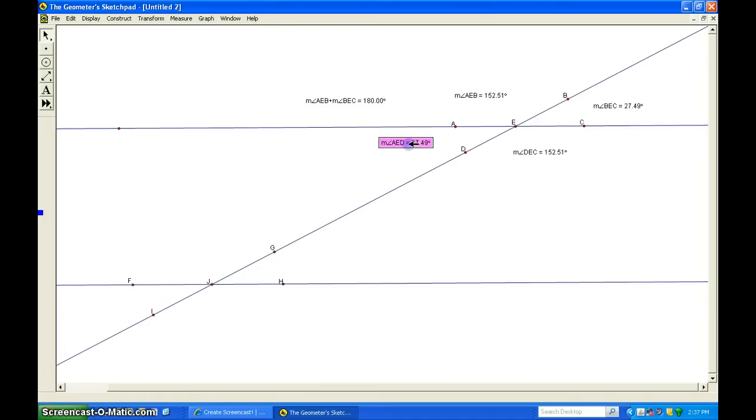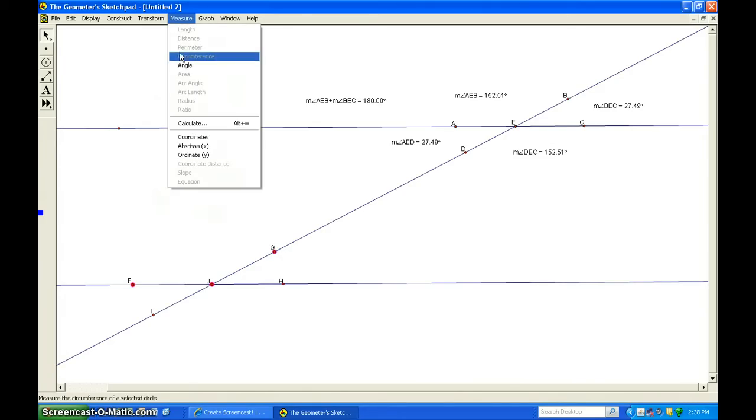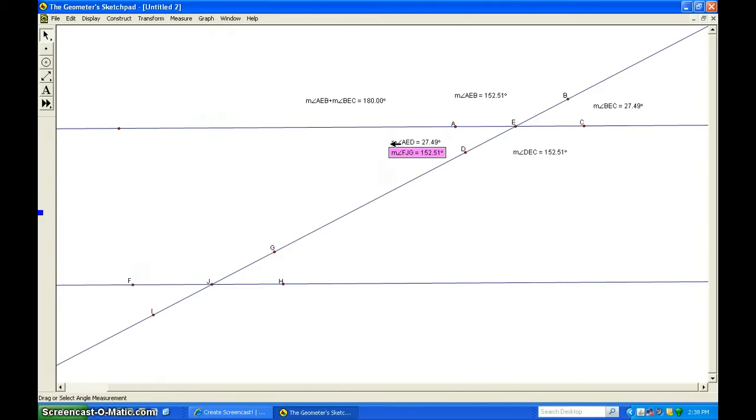Great. Now what do we expect if we're looking at this? What do we expect these angles down here to be? Let's measure and see. F, J, oops, F, J, G. 152.51, the exact same thing.